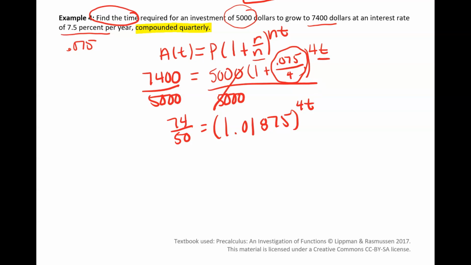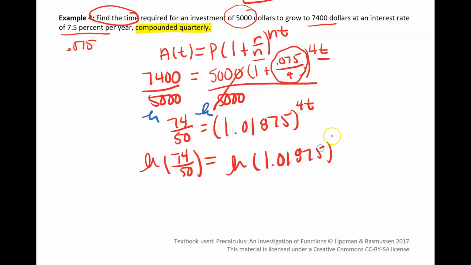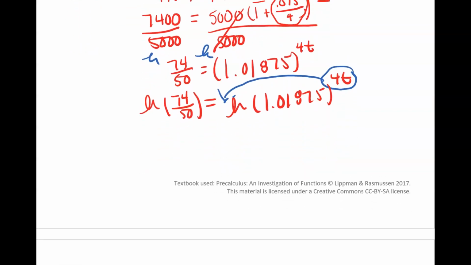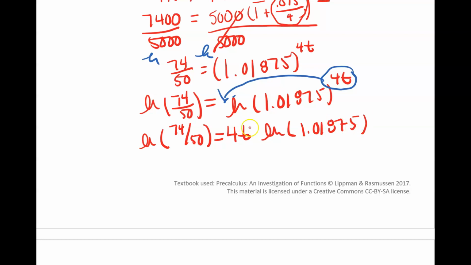I'm going to do ln on both sides, which is kind of my fave. So it gives me ln of 74 over 50 equal to ln of 1.01875 to the 4t. Now the reason I want to natural log this one is because now that I have a log, by my exponent property, I can bring this exponent out front. And so then I have ln of 74 over 50 equal to 4t times ln of 1.01875. And now I can solve for that t.